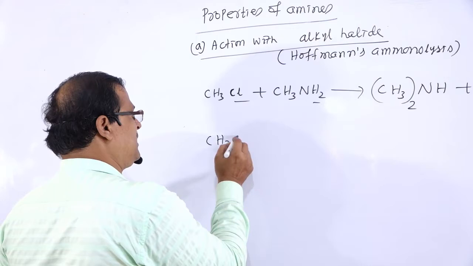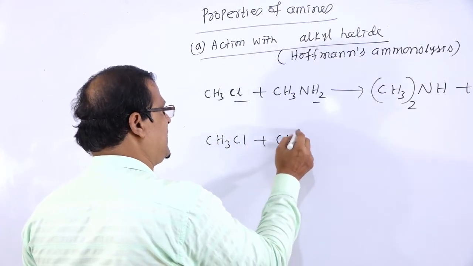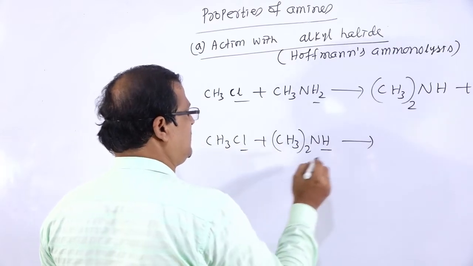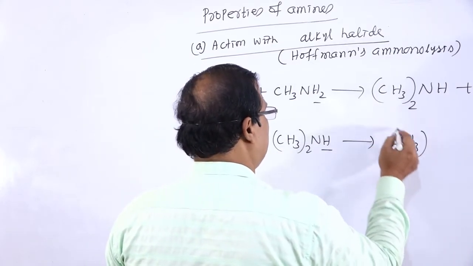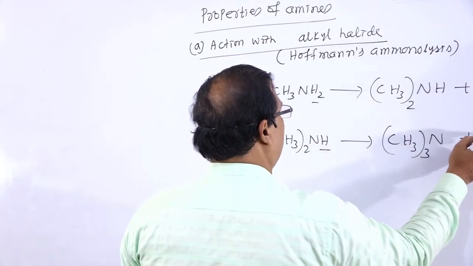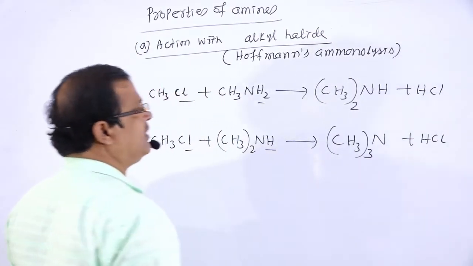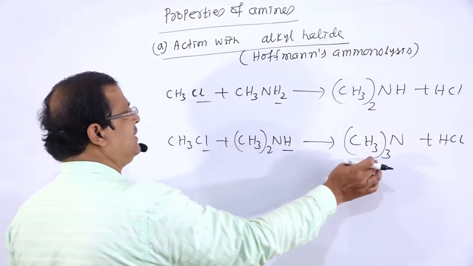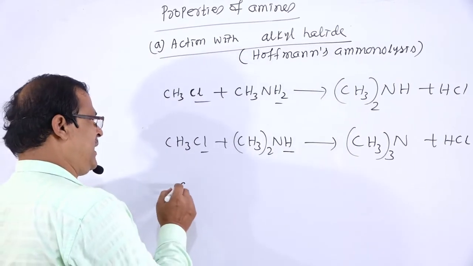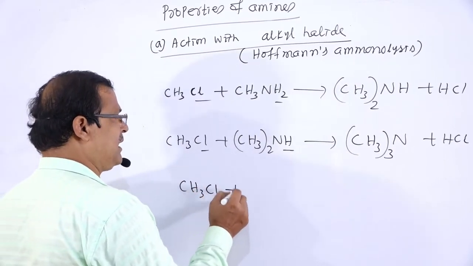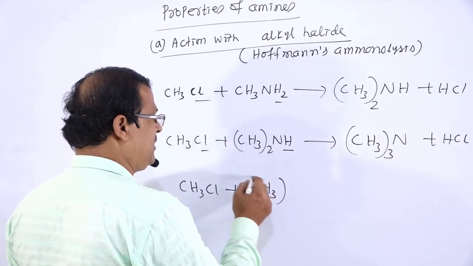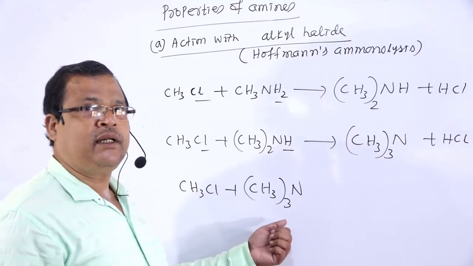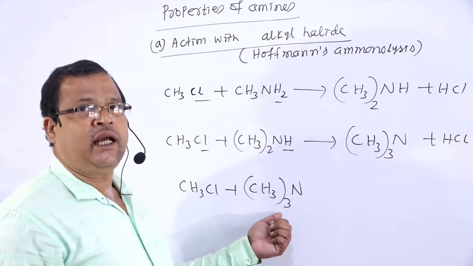Again alkyl halide is treated with (CH3)2NH. So H and Cl are removed, and there is the formation of (CH3)3N plus HCl. There is the formation of that tertiary amine. Again CH3Cl is treated with (CH3)3N, that is methyl chloride treated with tertiary amine.